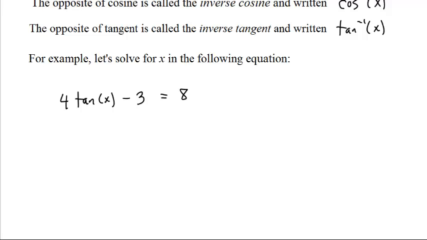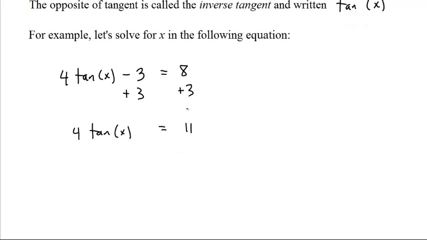Well, first we have x, it's being tangented, that thing is being multiplied, and then we're subtracting. We do the order of operations backwards. The first thing we do is add 3 to both sides of the equation, and we get 4 times the tangent of x is 11. Fair enough. Now the x is being tangented and multiplied by 4.